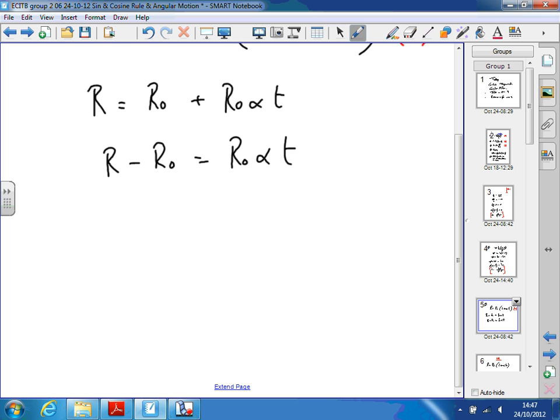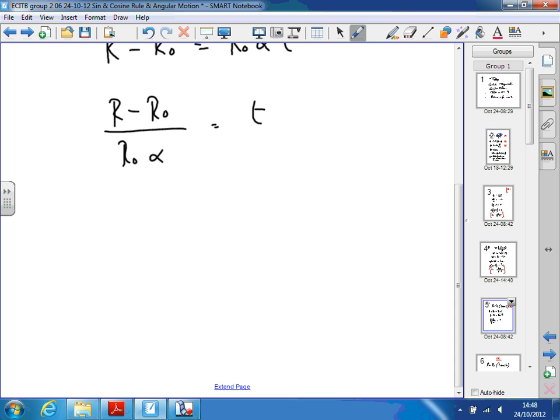Finally, to get t on its own, it's multiplied by R0 and alpha, so what do I do? Divide by R0 and alpha. So R minus R0 divided by R0 alpha equals t. And I've done it. So finally I'd write it as t equals R minus R0 over R0 alpha.